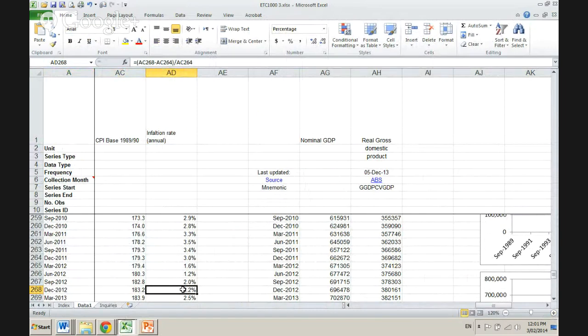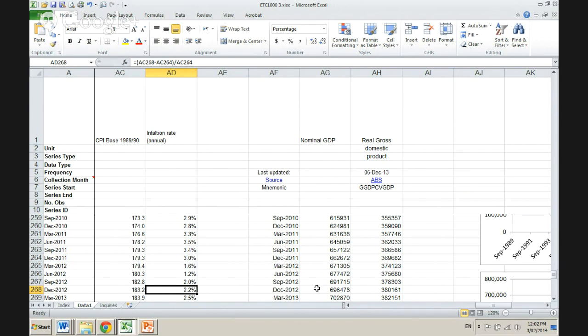Now we calculate that, it's an annual inflation rate, so we calculate that inflation rate there by taking the CPI in 2012, December, comparing it to the CPI in 2011. So if you can actually see that, the formula, if I just highlight that cell, you see the formula up here, A268, which is this number here, minus 264, which is this number here, the December a year ago, divided by 264 and express that as a percentage. So in that year, on average, prices increased by 2.2%. That's what the CPI is all about.